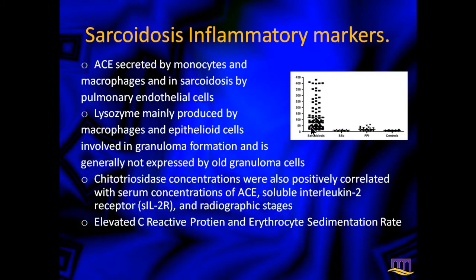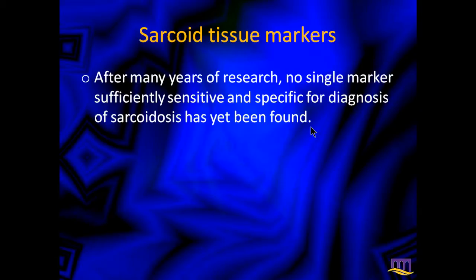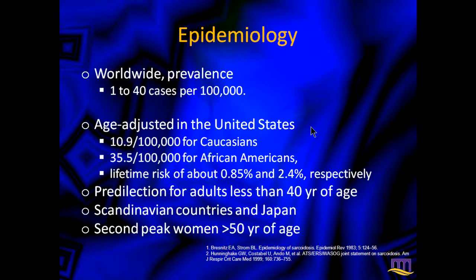The prevalence is a bit difficult to state because it depends on the area where you are. Over here, as you guys know, we see plenty of sarcoid patients. But it's 1 to 40 cases per 100,000. Caucasians have a lower rate, about a third of that of African Americans. The lifetime risk is about 0.85%. The predilection is for adults older than 40, so under 40 is a little more rare. Scandinavian countries and Japan, believe it or not, have quite a good incidence, and obviously that's a predominantly Caucasian population. And there is an interesting second peak in women at more than 50 years of age.